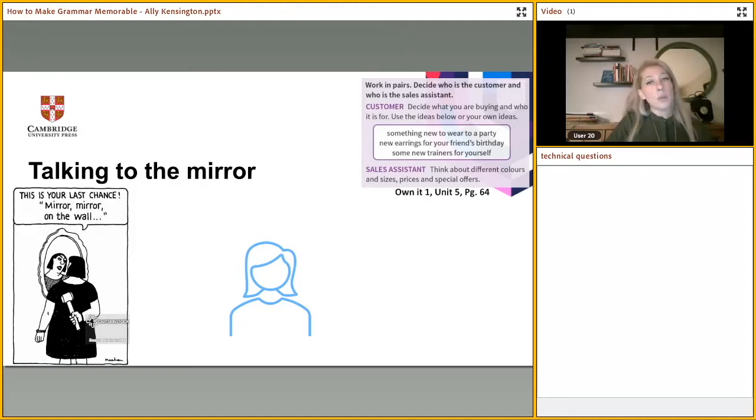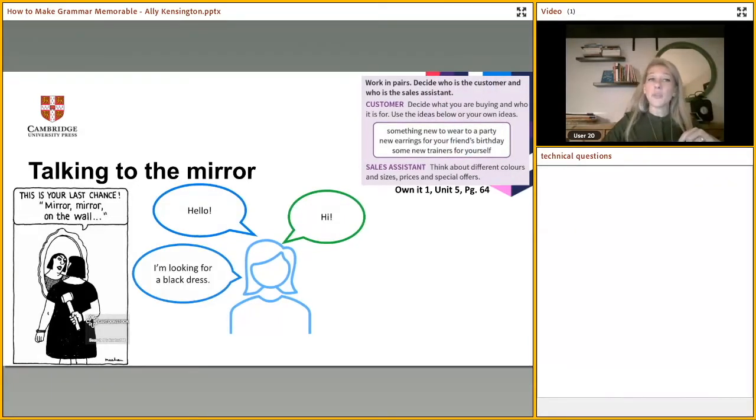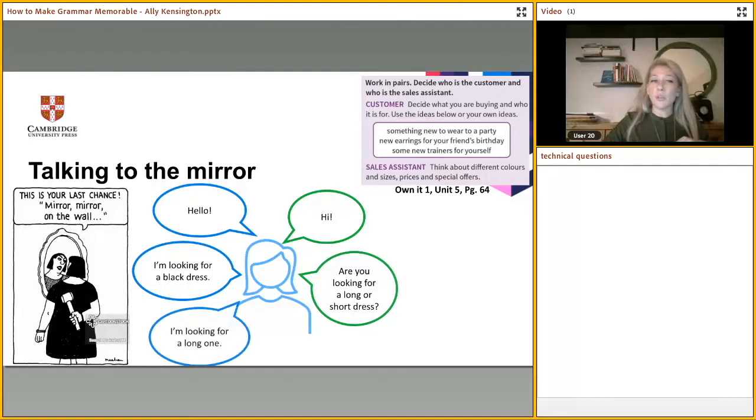So I would be going like, oopsie daisy, yeah. Hello, hi. I'm looking for a black dress. Are you looking for a long or short dress? I'm looking for a long one.